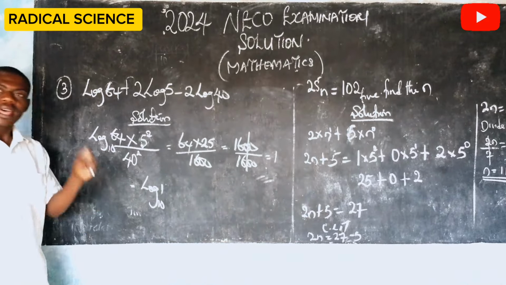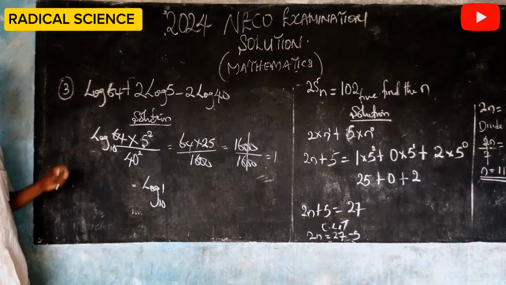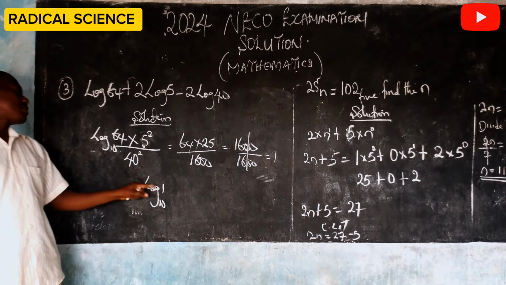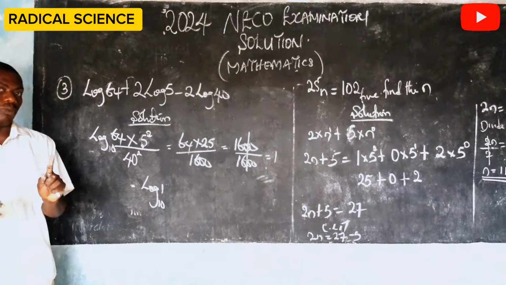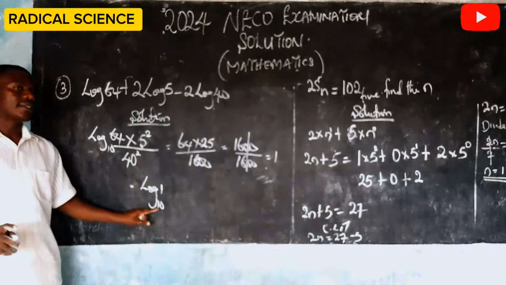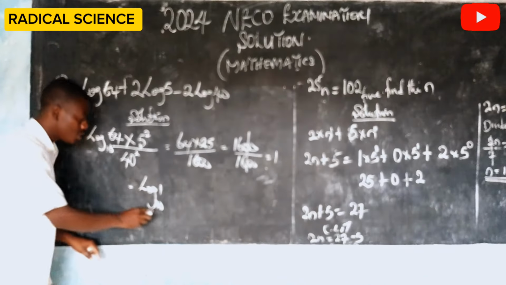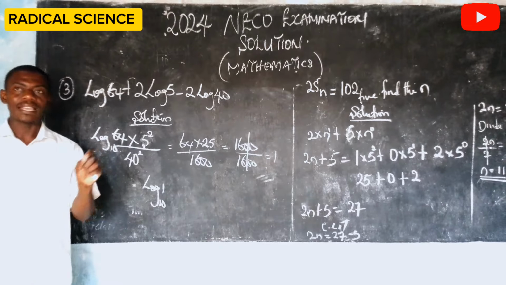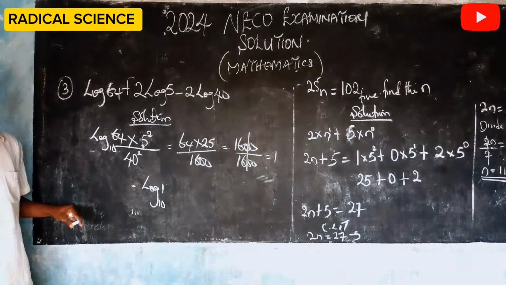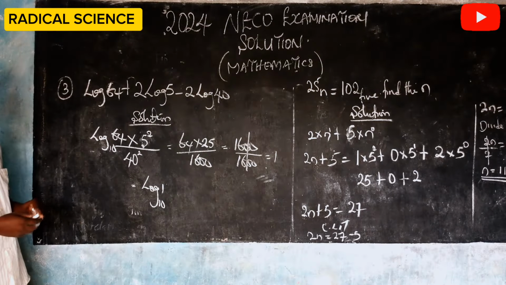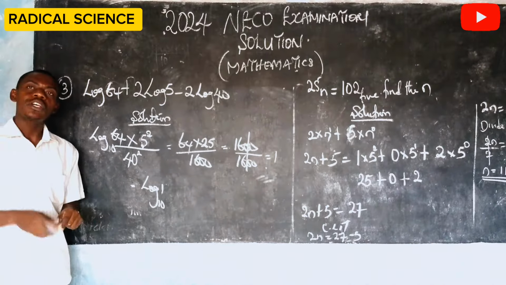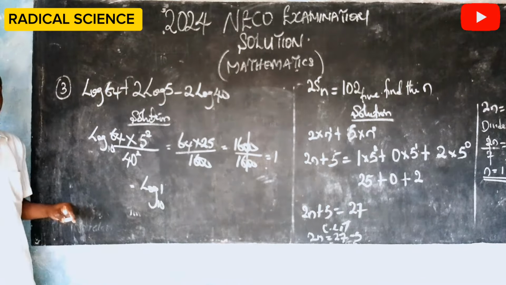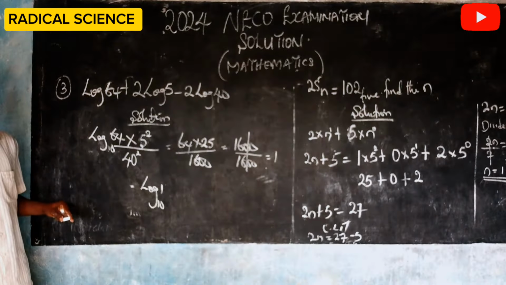Log 1. And you know very well, in the law, if you write our answer is 1, you'll be making a mistake. Remember, as I said, this is log 1 base 10. And there is a law in mathematics. The law of logarithm is log of 1 is equals to what? 0.